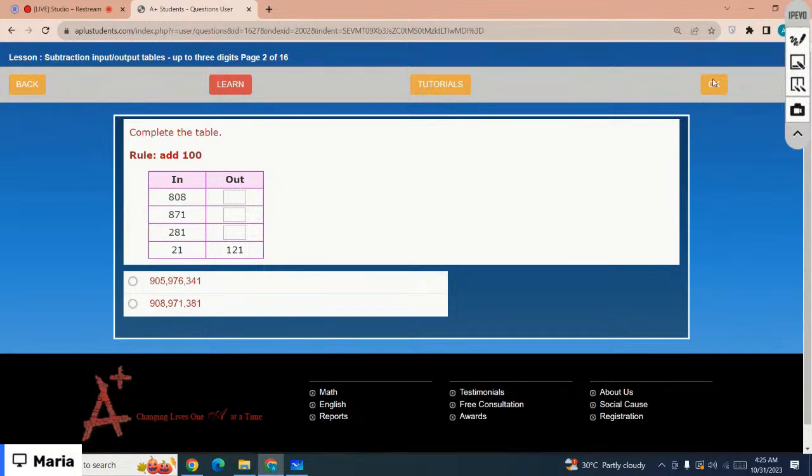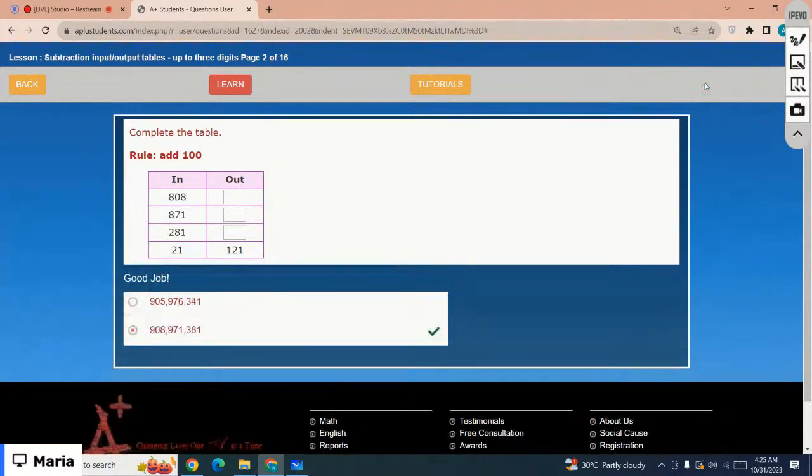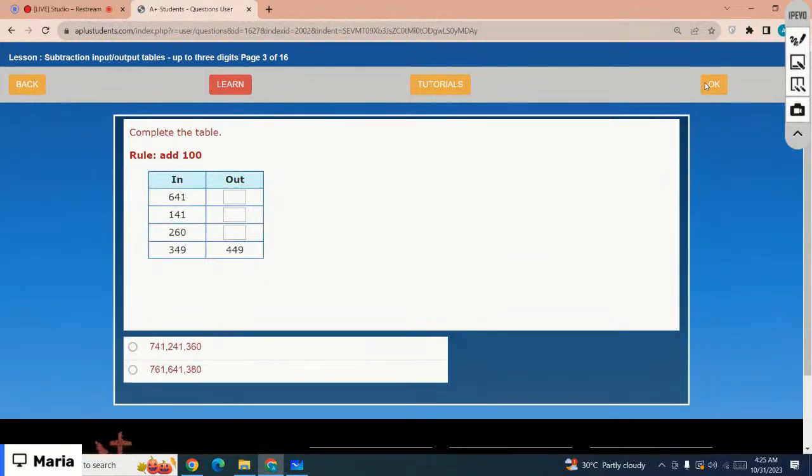Then 871. No, not the first one. Just look at the answers carefully. Then you have 871. When you add 100 to 871, the answer is 971, right? Then 281 and add 100, that would be 381. So the correct option is the second one, that is 908, 971, 381. Option 1 is not the correct one. Where is 905? You have 908. Just be careful while selecting the options, right?